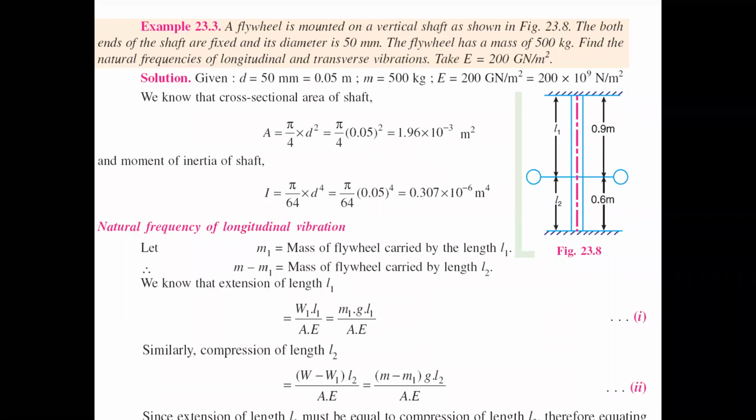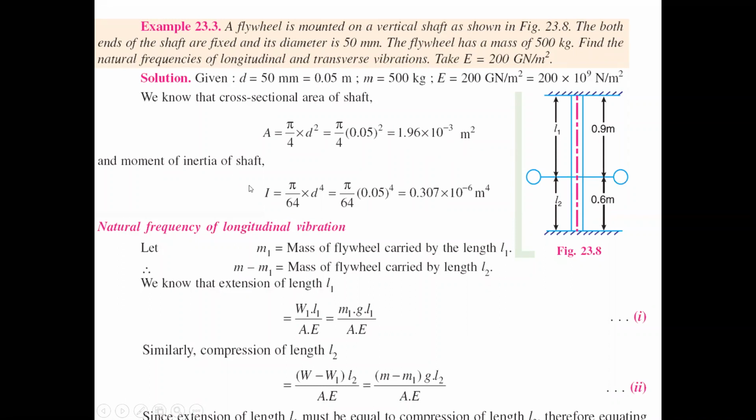We know that first we will find the cross sectional area of the shaft. So area of the shaft is pi by 4 d square. Substituting the d value here, we get 1.96 into 10 power minus 3 meter square. That is the cross sectional area of the shaft.